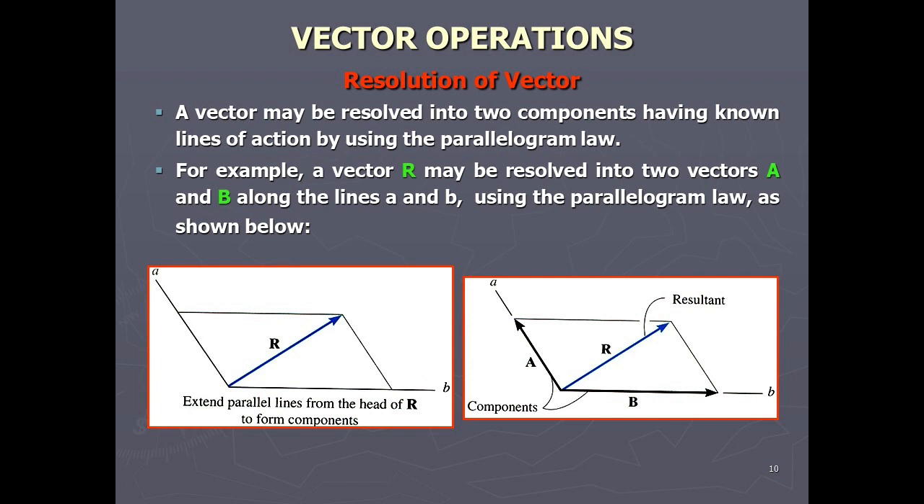A vector may be resolved into two components, having known lines of action, by using the parallelogram law. Now we are going to the reverse. Initially we have two vectors and a resultant. Now when we have a resultant, it has two components. It can be resolved into two components having known lines of action by using the same parallelogram law. If you have a vector R, it can be resolved along B and along A, much the same way as when you have two vectors.